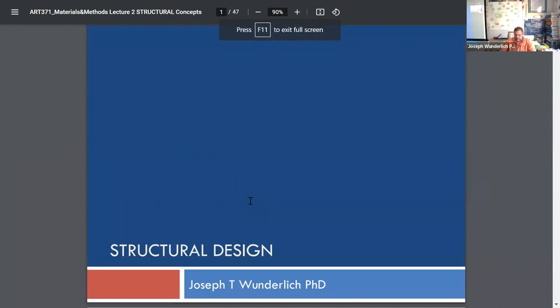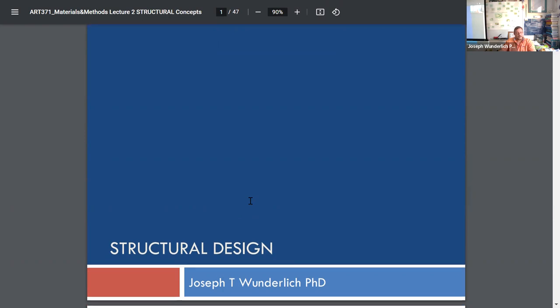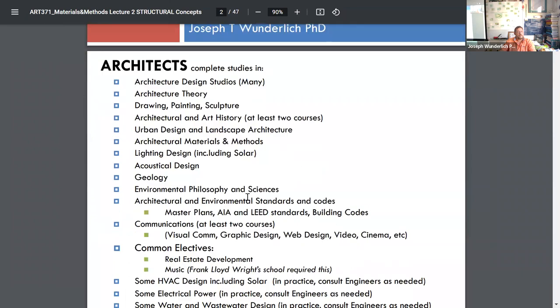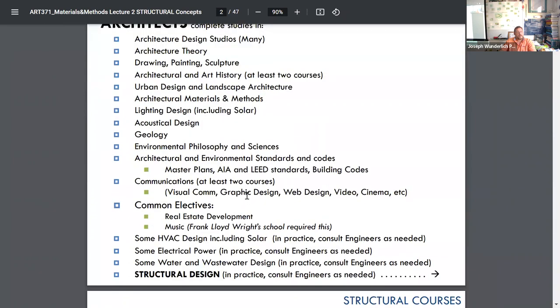This is conceptual structural design for the engineers in here. This is redundant to things that they already learn, but it's an important basis for Materials and Methods for architects.